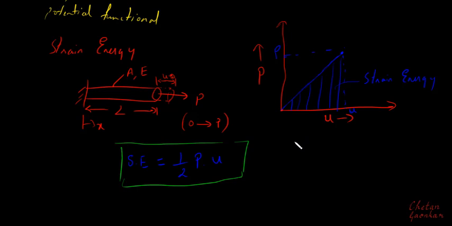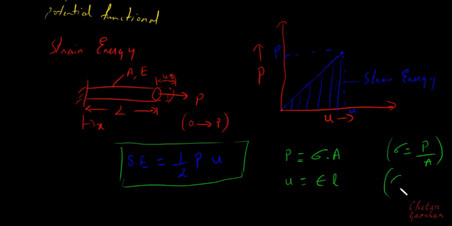So now, what is P for this one dimensional bar? This P is nothing but sigma, the stress developed, multiplied by the cross sectional area A, right? You might know this as stress is force by area. So similarly, I get the force applied on this bar as stress times its cross sectional area A. Also, this deformation U can be given as strain times the original length. You might know this as strain is change in length by original length. From here, I get U as epsilon into L.